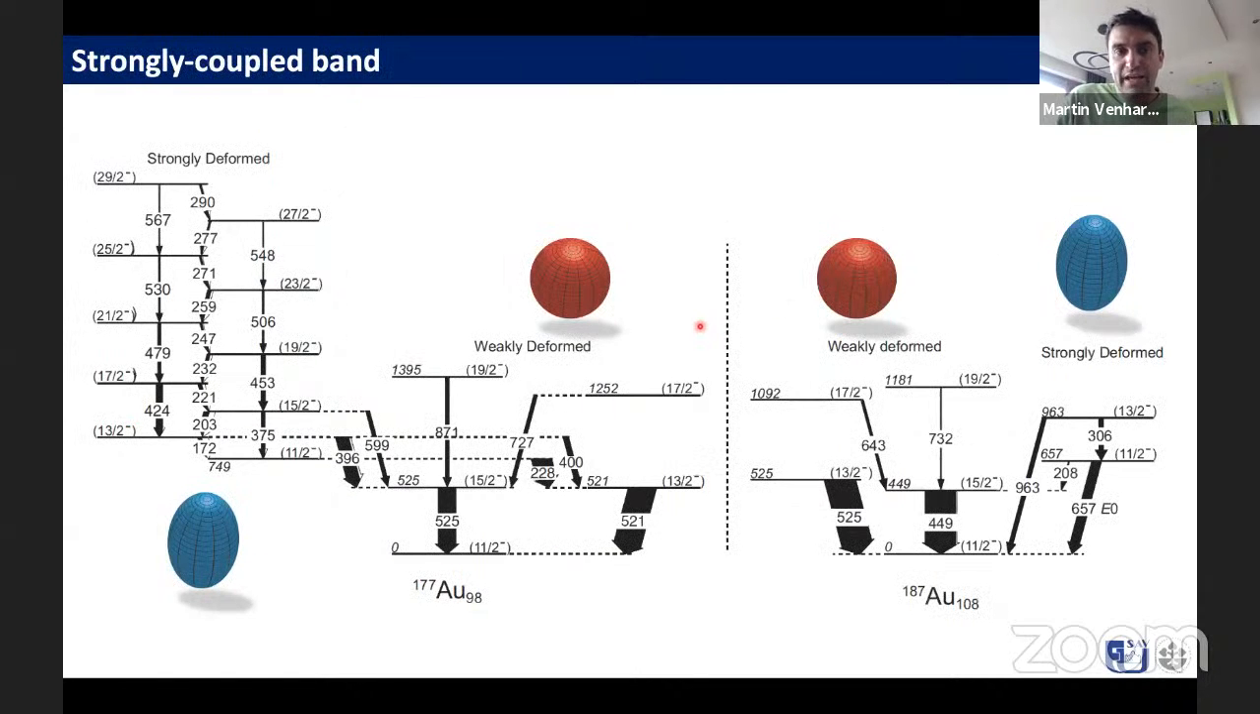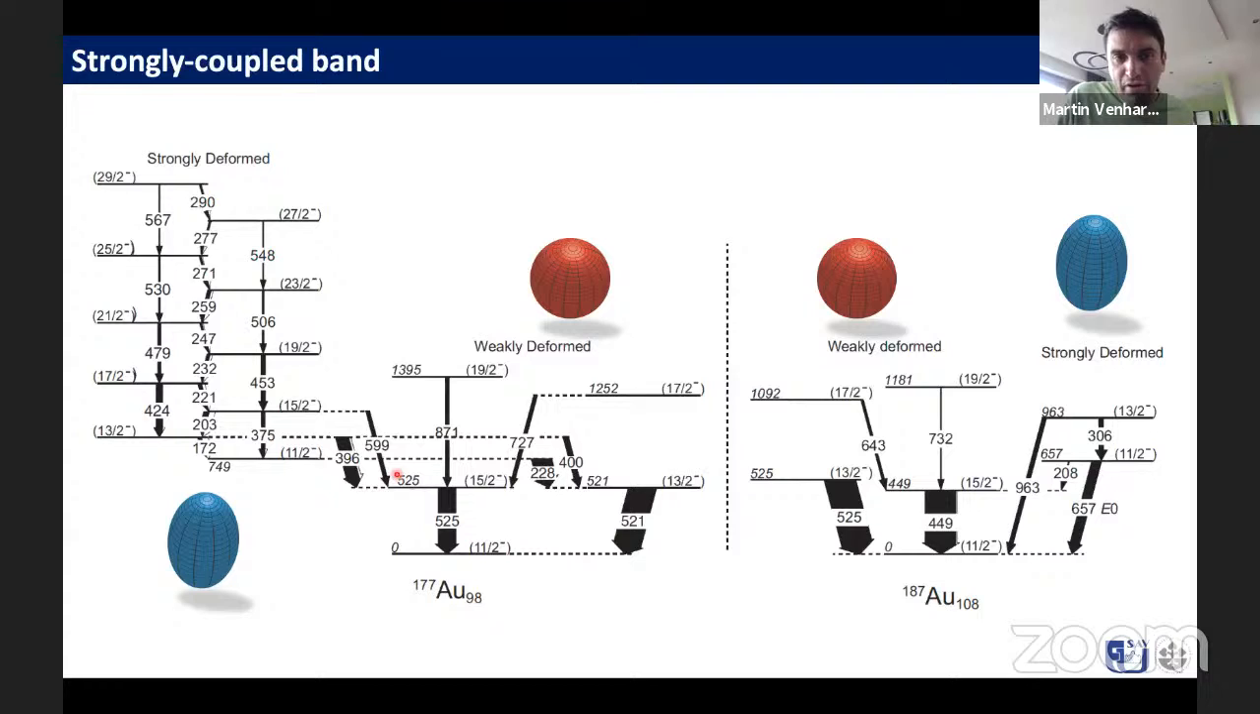The other issue is the so-called strongly coupled band, the strongly deformed configuration, which at first sight you see is different than in 187 gold. So they are 10 neutrons apart. However, if you remember the parabola, that was the idea of the experiment that we proposed. We wanted to prove that these two nuclei should be similar according to the knowledge we had about the nuclear structure of these isotopes. They really should be like a mirror.